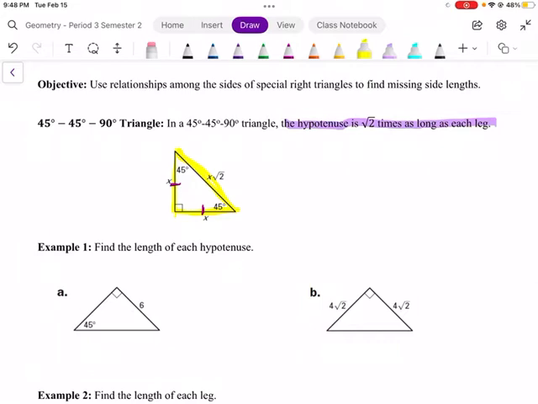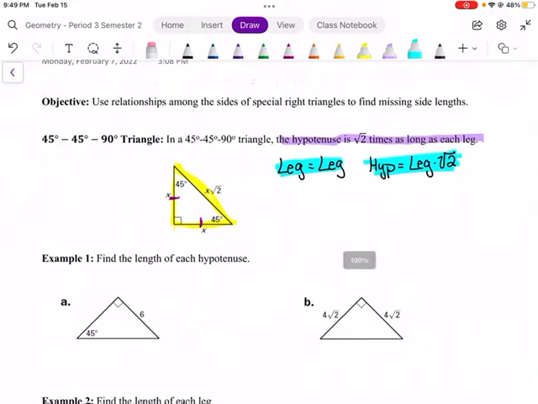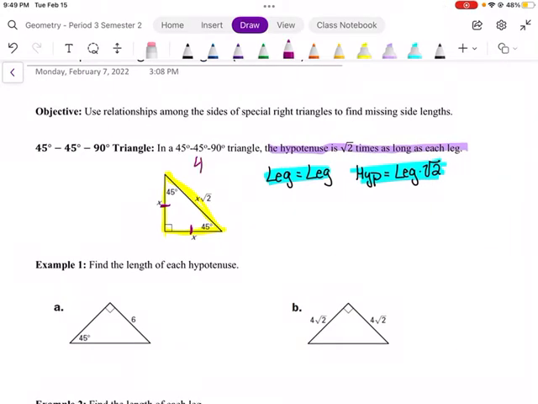So the two things that you're going to want to remember about this triangle is that the leg is equal to the leg, and that the hypotenuse is equal to the leg times the square root of 2. So for this lesson, this is what you're going to want to memorize for the 45, 45, 90 triangle for quizzes and tests.